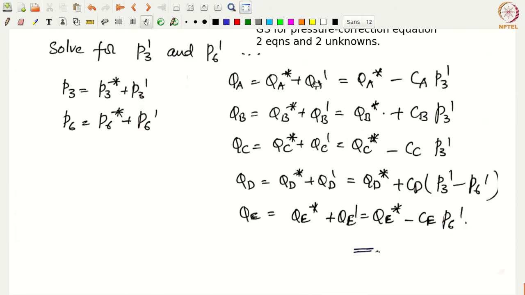Now what do you see? You corrected your flow rates using the flow rate corrections. Now what about how many times? Do we need to iterate here?